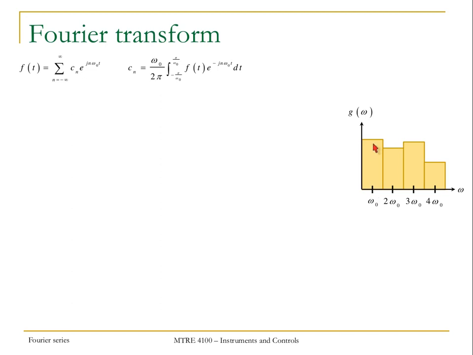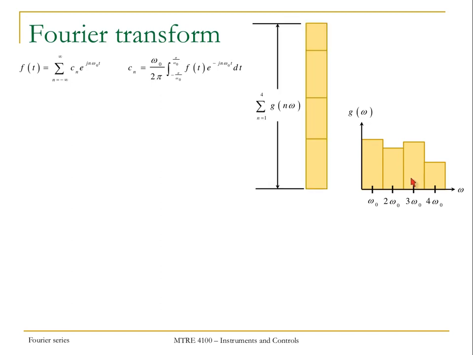So here at omega naught, g has one value. At 2 times omega naught, it has another value. At 3 times omega naught, it has another value. If we were to sum the values of g at n omega naught for n equals 1 to 4, we would just be adding up the values of g, and it looks like this. And then if we multiplied that by omega naught, it would give us the area under this curve.